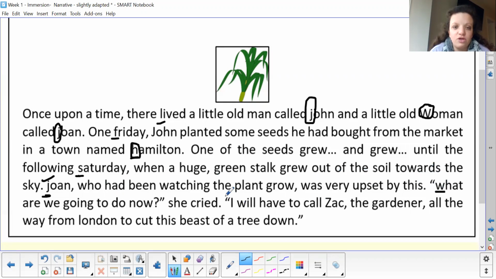"What are we going to do now?" she cried. "I will have," full stop, capital letter. "I will have to call Zach." Yeah, Zach's a name, so it needs a capital letter. Well done. "The gardener, all the way from London." London needs a capital letter because it's a place, "to cut this beast of a tree down." So well done if you've got all of those capital letters that were needed and all of those ones that weren't needed as well. Fantastic.